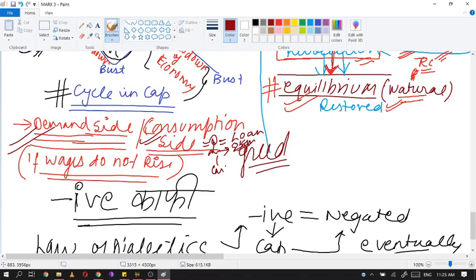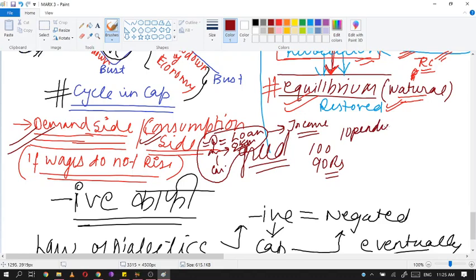Plus, understand, how will he pay that loan back? He will need to have some income. But if his income is, let's say, 100 rupees and his kharcha is 90 rupees, he won't be taking loan, na, from the 10 remaining I will pay the loan. No, he will take loan when his wages will rise.